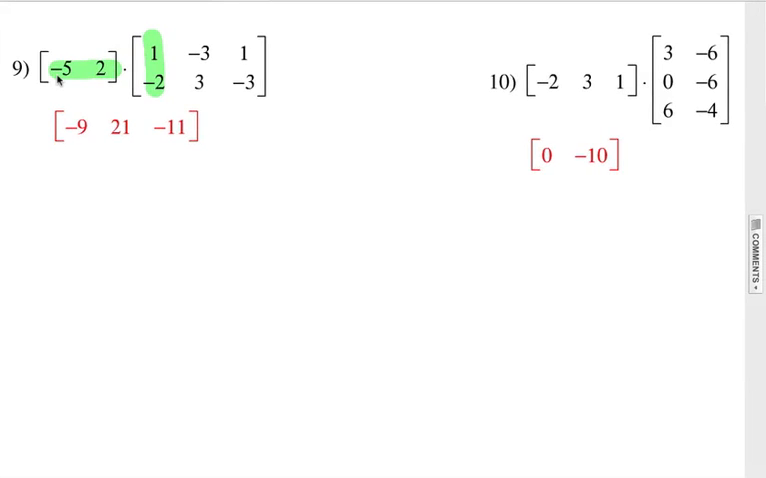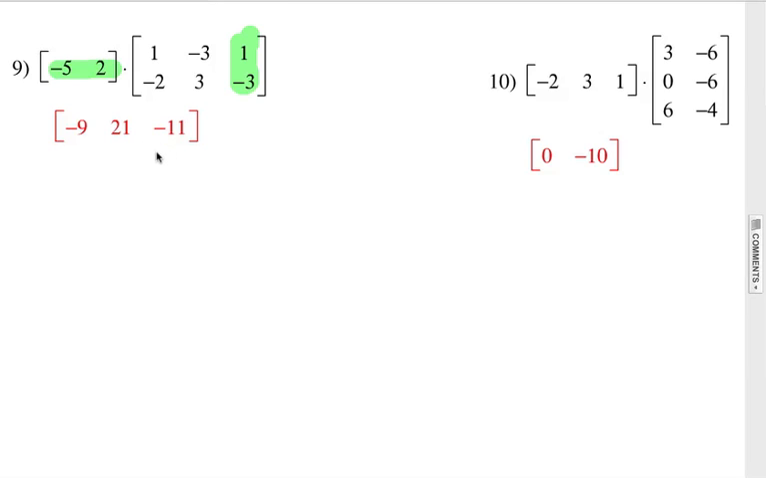All right, number 9, you've got this row matched up with that column. And so we're going to take negative 5 times 1, that's negative 5, and 2 times negative 2, that's negative 4, and add those together. So negative 5 plus negative 4, there you go, should be negative 9 right there. Then we have negative 5 times negative 3, which is positive 15, and 2 times 3 is 6. 15 plus 6 is 21. And then negative 5 times 1, that's negative 5, and 2 times negative 3, that's negative 6. Negative 5 plus negative 6 is negative 11.